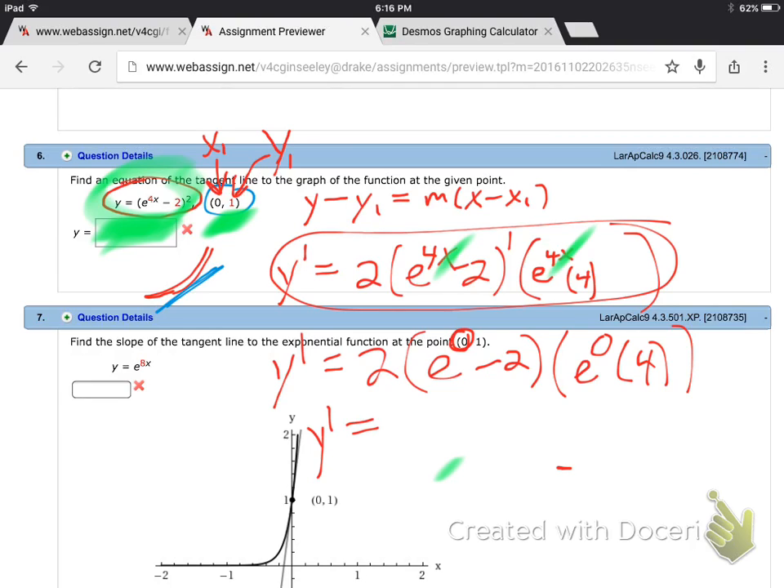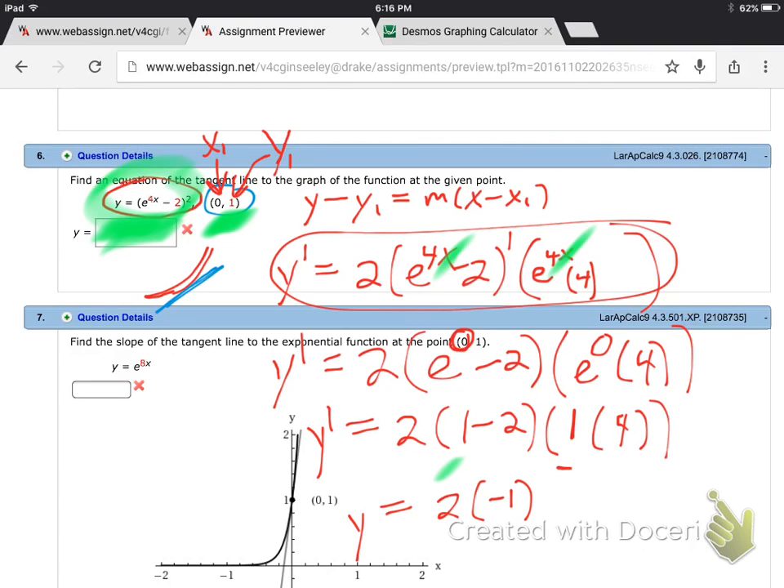Now e to the 0, you have to remember anything to the 0 is 1. So this is 1 minus 2. And this e to the 0 in the second part is also 1, times 4. Ultimately this ends up being pretty nice. 1 minus 2 is negative 1, and then 1 times 4 is 4. Now if we put this all together, are you okay with the leap? That's negative 2 times 4, which is negative 8. Bingo, that's our slope.